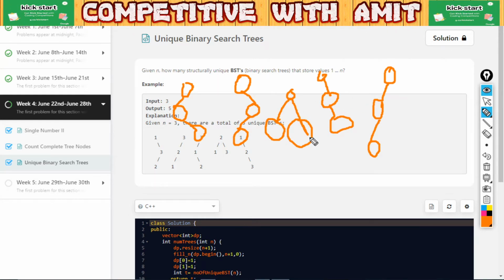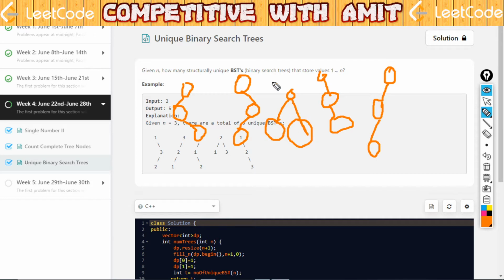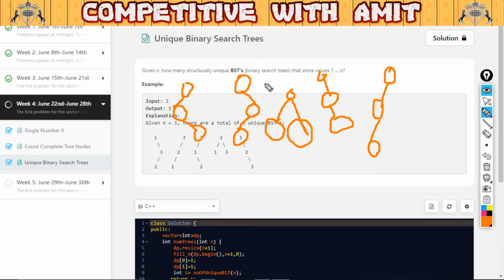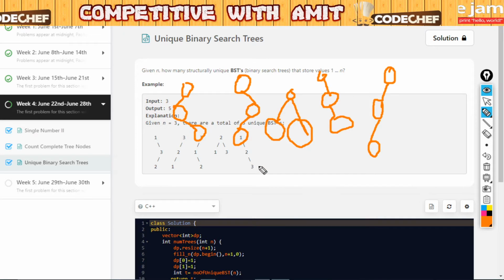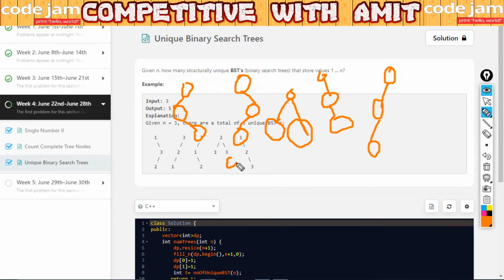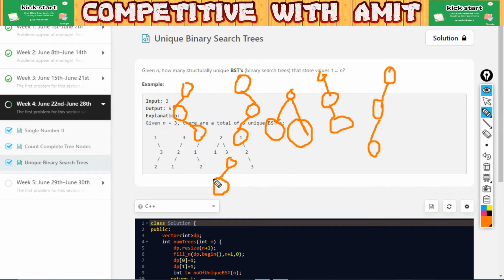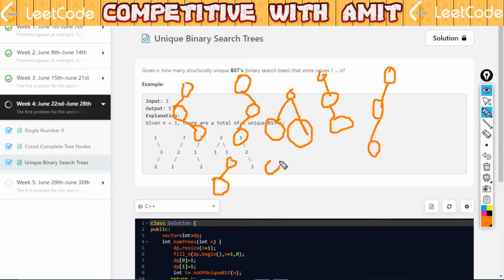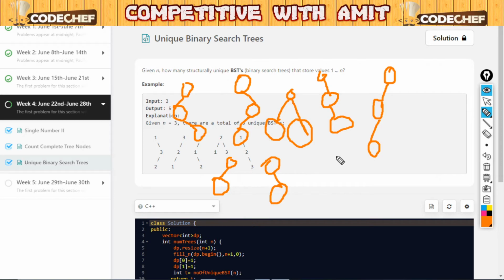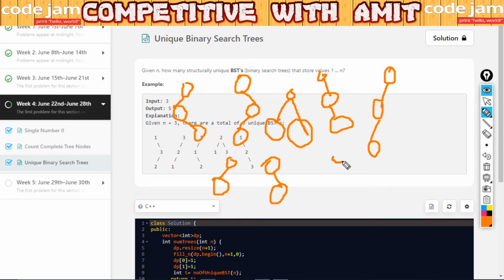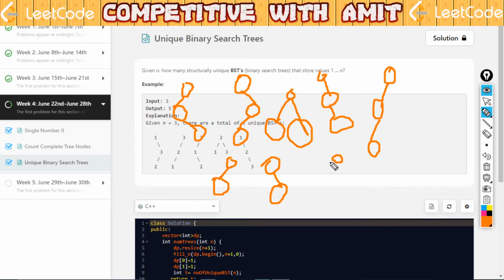So we have to identify how many possible unique structures of binary search tree can exist where n equals 3, or n equals the given n. Suppose n equals 2, how many possible combinations are there? One element here, one element here. This is the first, second is this. So for n equals 2 we have 2 combinations. For n equals 1, it will be one node only, so there is only one combination possible.